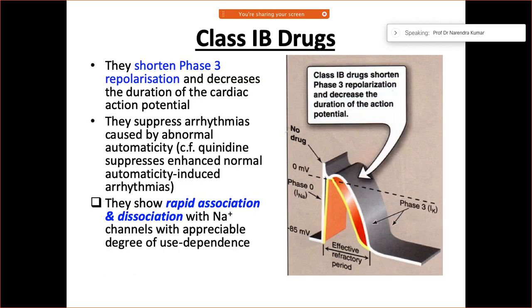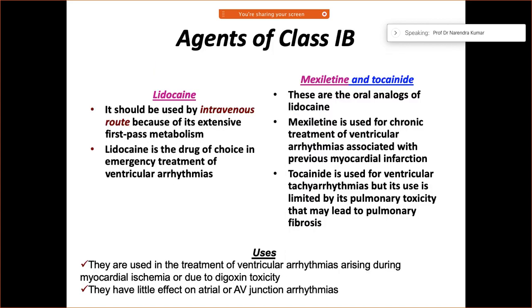And now coming to the class 1B drugs, they are the ones which shorten the phase 3 repolarization and decrease the duration of the cardiac action potential. As I had already said, it tends to decrease the action potential duration and also the effective refractory period. The various examples include lidocaine, mexiletine, or even tocainide as well. Lidocaine, we all are aware, is used by IV route because of its extensive first pass metabolism, and it's really a wonderful drug, especially for ventricular arrhythmias.